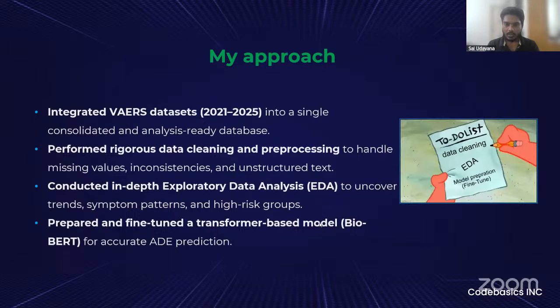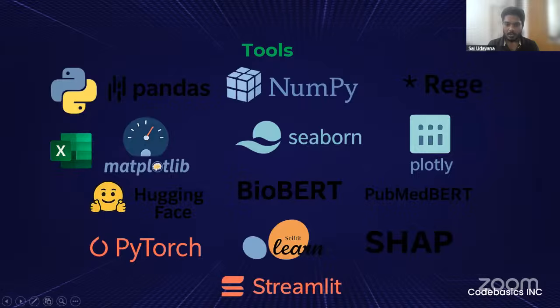So these are the tools which I used for this project. Python, because without Python there's no generative AI or any applications in the data science or data analytics domain. Pandas, NumPy, Matplotlib, Seaborn, and Plotly are purely for the visualization part and a few data cleaning tasks. And Hugging Face, where I fetched the BioBERT and PubMedBERT models and fine-tuned them. And Streamlit is the user interface part.